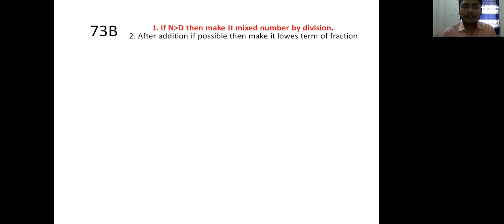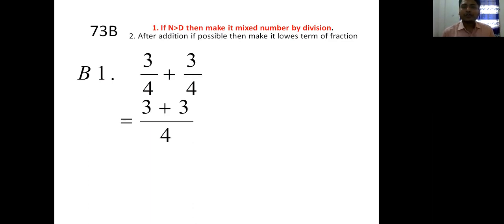This is page number 73, part B. Here it will be a little bit different. The difference is that you have to add the numerators, and after addition, if the numerator is bigger, then you have to do some work. I am going to tell you about this. The fraction is given, 3 by 4 and 3 by 4. The denominators are the same, so no problem, add only the numerators. 3 plus 3 equals 6. So finally we got 6 by 4.